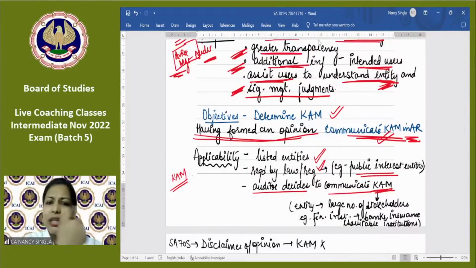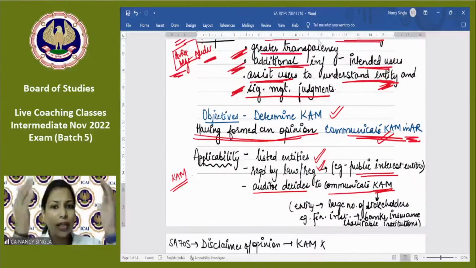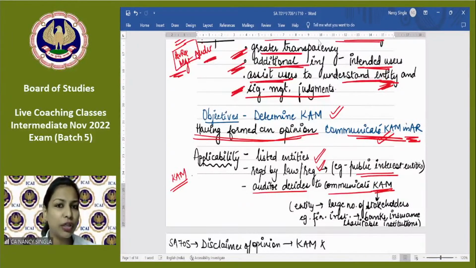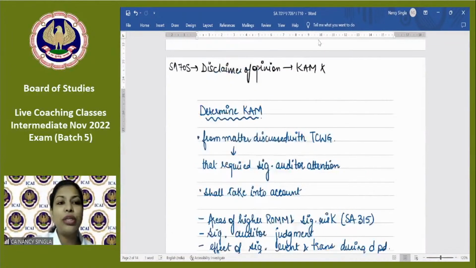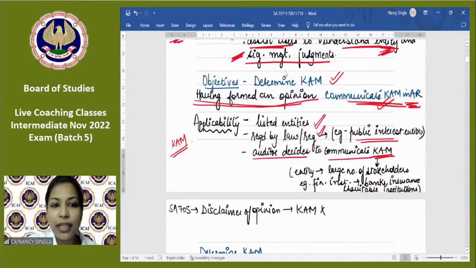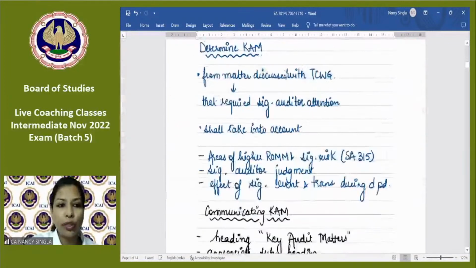ऑडिटर्स रिस्पॉन्सिबिलिटी अपनी जगह है, ये तो एक अलग से सेक्शन है ना इन द ऑडिटर्स रिपोर्ट, की ऑडिट मैटर्स, हमने देखा ना, वन ऑफ द एलिमेंट्स ऑफ द इंडिपेंडेंट ऑडिटर्स रिपोर्ट है. क्लियर? ठीक है, ठीक है. नाउ I told you what are the two objectives: to determine key audit matter and to communicate. Now the next topic, how to determine.